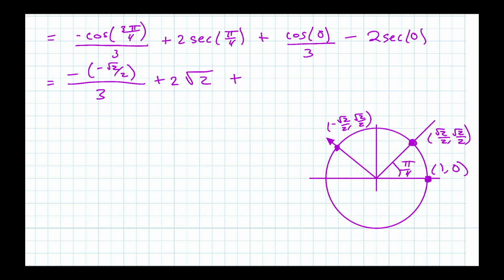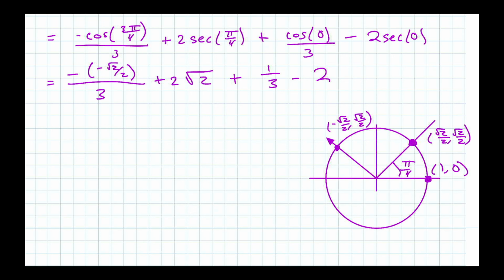You have to work it out, though, to convince yourself. Then we got cosine 0 over 3. Cosine 0 is going to be the x value here. So 1 over 3 minus 2 secant 0. So again, the x value is 1. So the cosine is 1. And then 1 over 1 is 1. So it's going to be a 2, because 2 times 1.